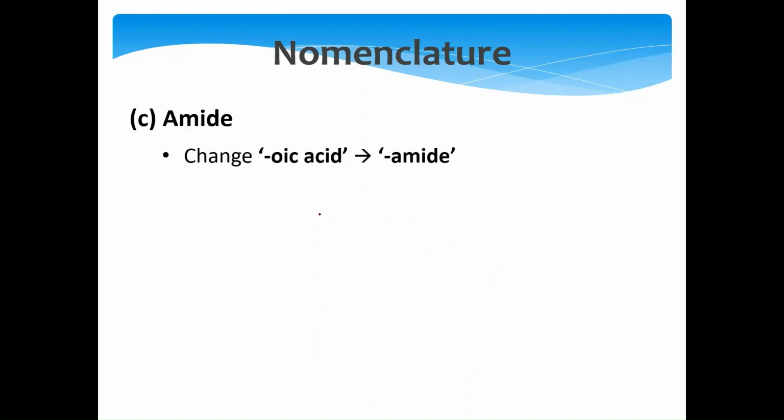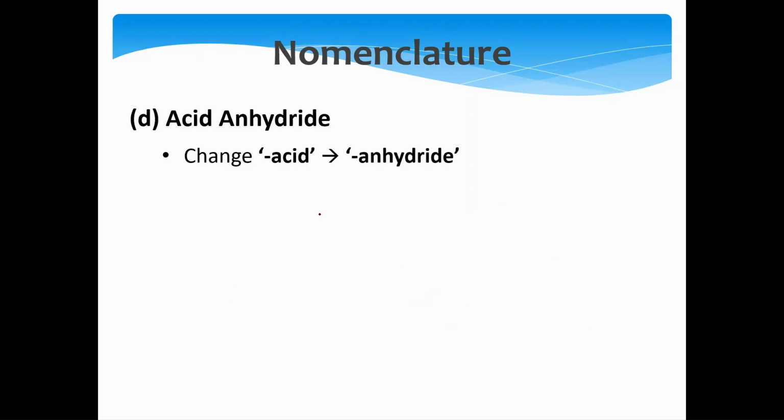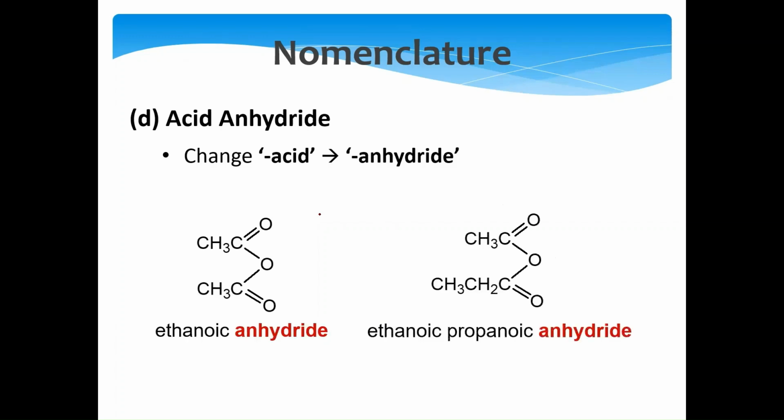Okay, let's move on to amide. For amide, we change the oic acid to amide. So if we have CH3COOH, which is ethanoic acid, then CH3CONH2 will be ethanamide. And in this case, 3-bromobenzoic acid, we change it to 3-bromobenzamide. And for acid anhydride, we change acid to anhydride. So I think this is fairly straightforward as well.